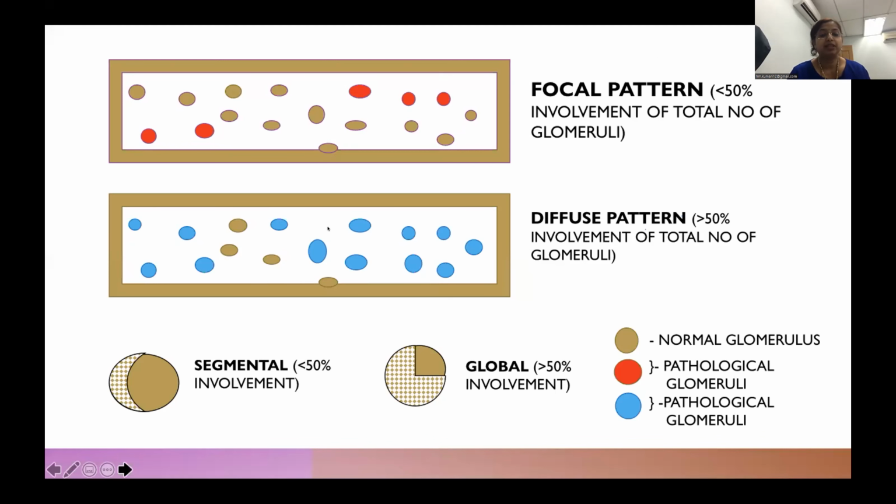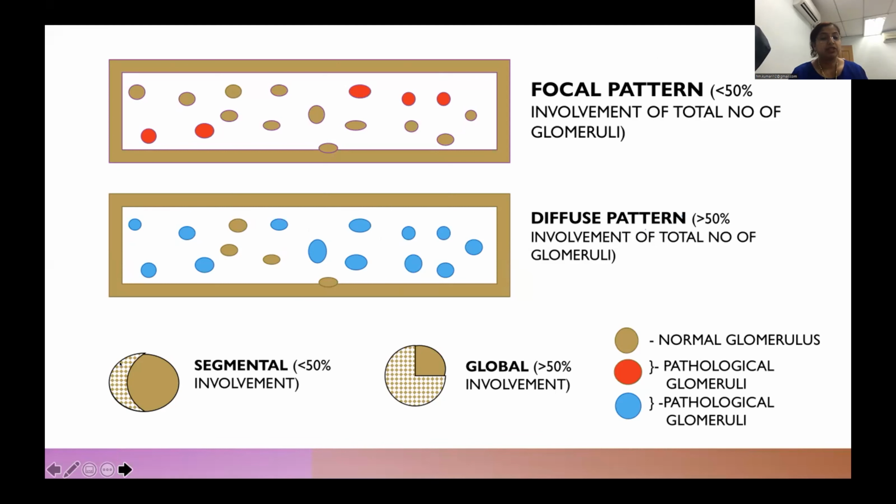Diffuse pattern is anything that exceeds more than 50%. That means total number of glomeruli and the number of glomeruli involved with a certain pathology. Doesn't matter what the pathology is, either it's active or chronic or whatever it is, that automatically becomes a diffuse pattern. Okay, that's for focal and diffuse. And then we go for glomerulus.